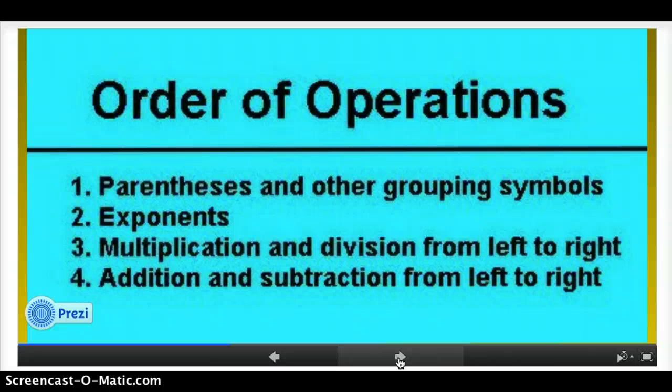So first is the parentheses or other grouping symbols such as brackets. Then you do exponents. Then you do multiplication and division from left to right, and then addition and subtraction from left to right. So whichever's first. If subtraction's first, then you do subtraction before addition. Whatever's first when you go left to right.